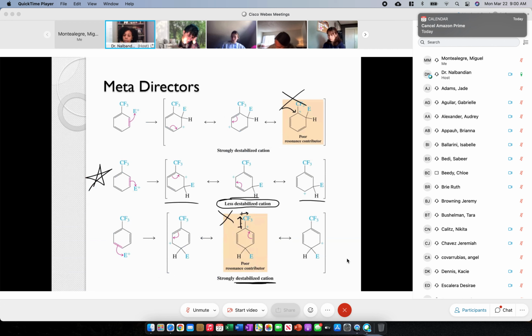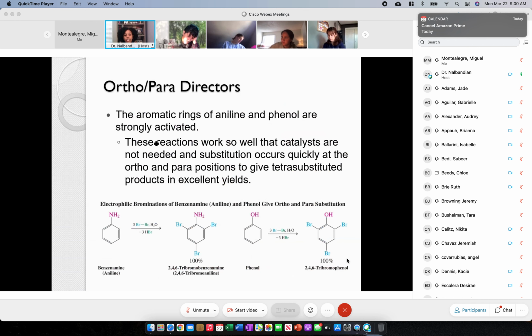All right, so those are our two types of inductive, electron withdrawing and electron donating by induction. Now let's look at some other ortho-para directors. Here we have our nitrogen with a lone pair, one lone pair, and our oxygen with two lone pairs. So aniline and phenol. With aniline and phenol, these are strongly activated benzene rings because these groups are electron donating groups by resonance. The nitrogen, the oxygen, they're going to donate electron density to the ring, and so the reaction's going to work very well.